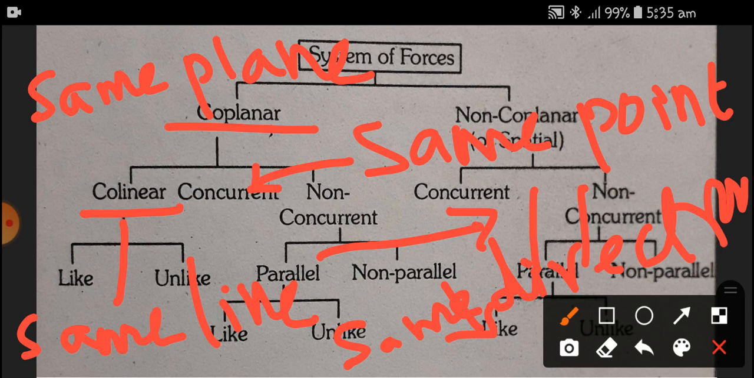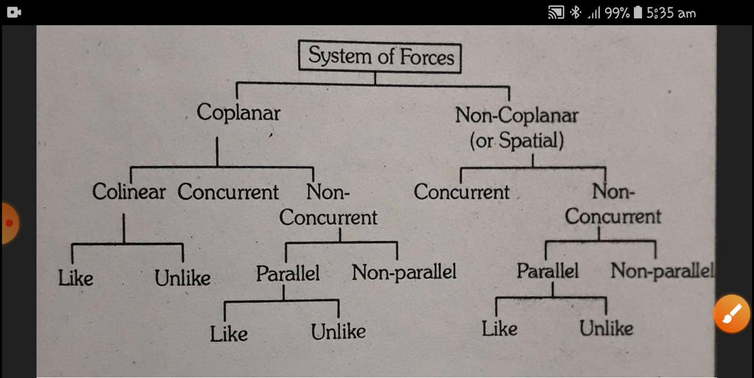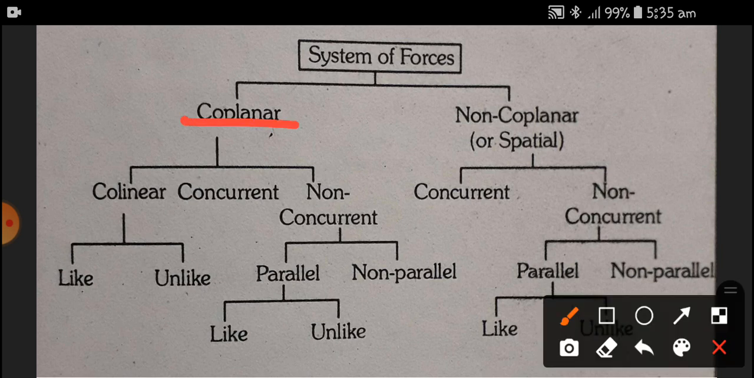Once again I am repeating: coplanar means in the same plane, collinear means on the same line, concurrent means the same point, and parallel means the forces are parallel. Like means the same direction. If you remember this concept, you can easily understand. The system of forces is subdivided into two types: coplanar and non-coplanar. This is on the same plane, this is on a different plane.